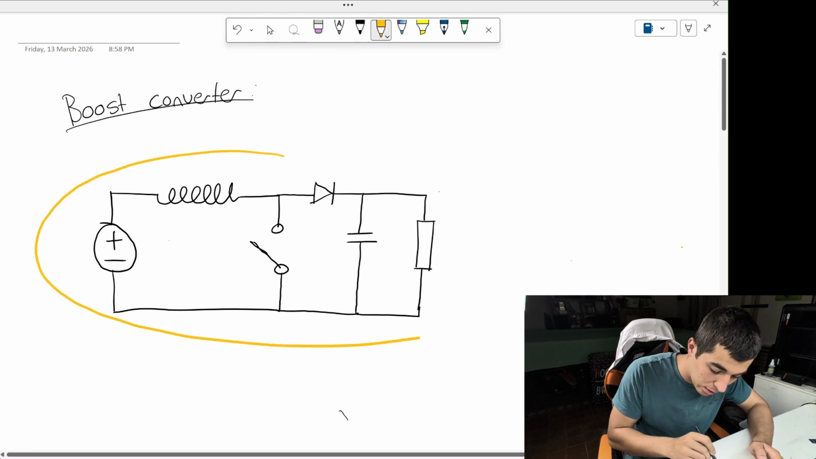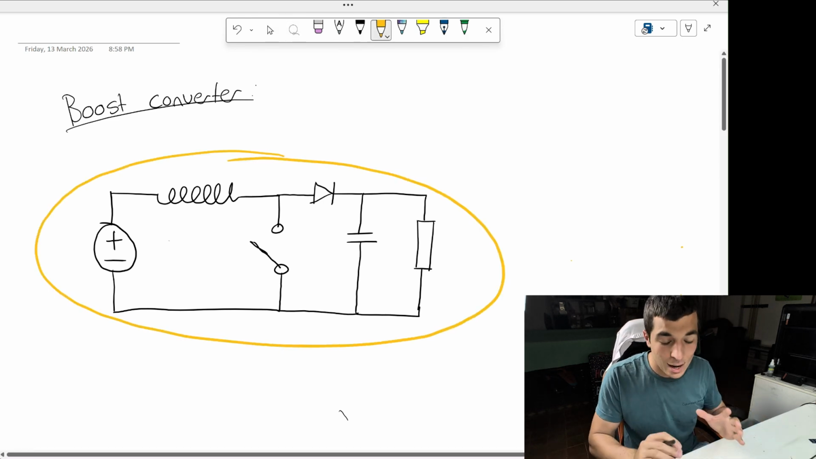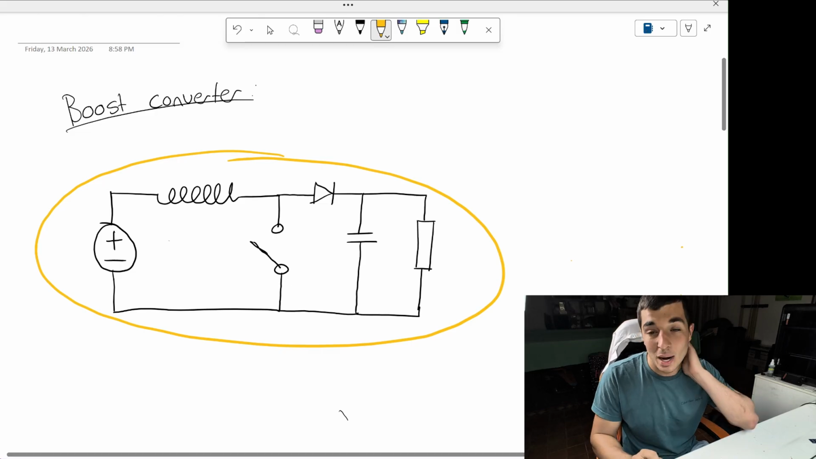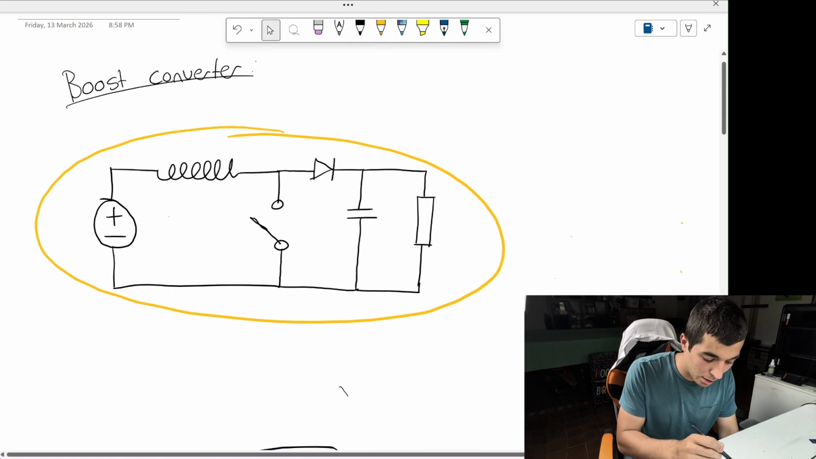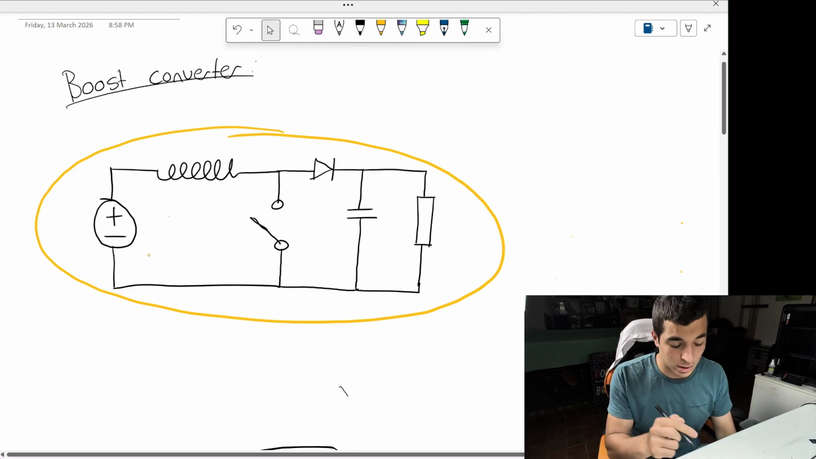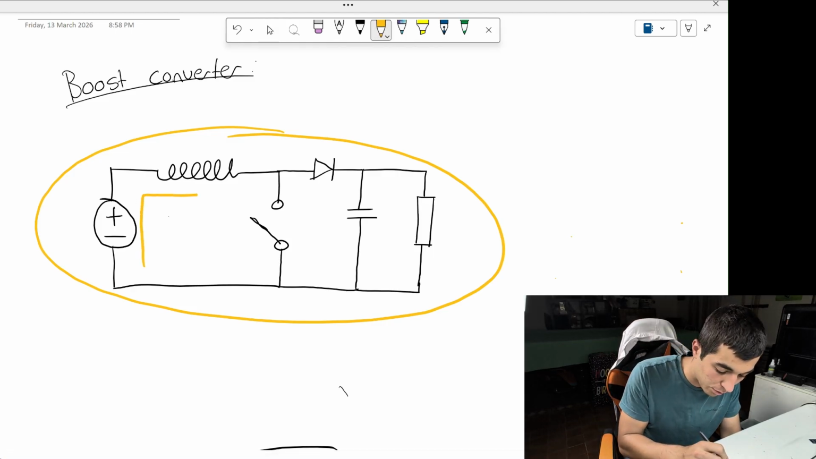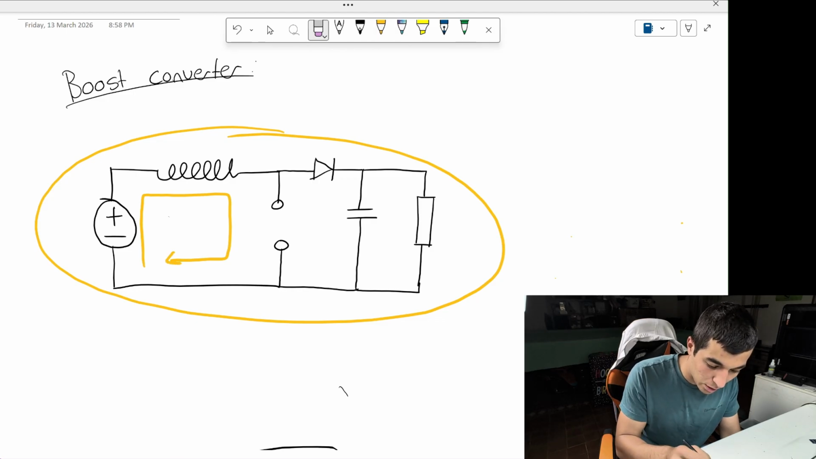It looks simple, but how it boosts voltage might actually surprise you. So it starts off simple, right? We have two sections. We have the first loop where the switch is closed, and then we have the second loop where the switch is open.